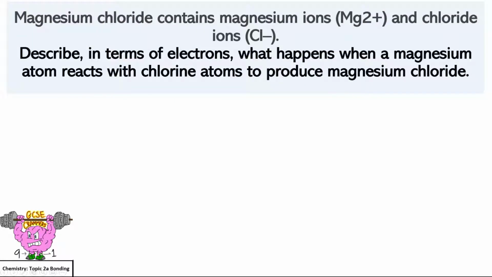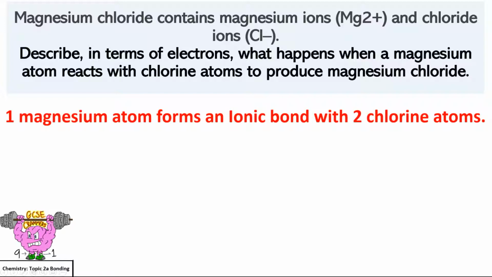Magnesium chloride contains magnesium ions Mg2+, and chloride ions Cl-. Describe in terms of electrons what happens when a magnesium atom reacts with chlorine atoms to produce magnesium chloride.